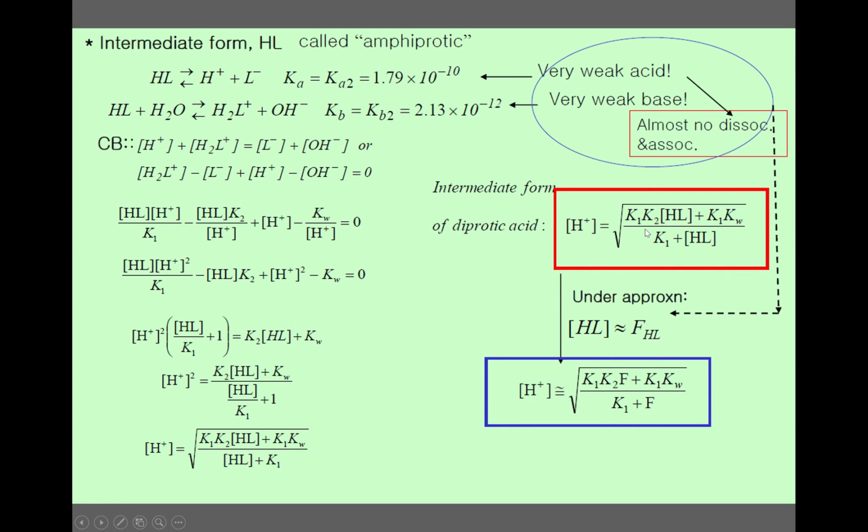Now instead of this one, we use F, the formal concentration, right? We simply measure the exact mass of HL and dissolve it in solution. This is the first approximation for the proton concentration for this intermediate form. All right.